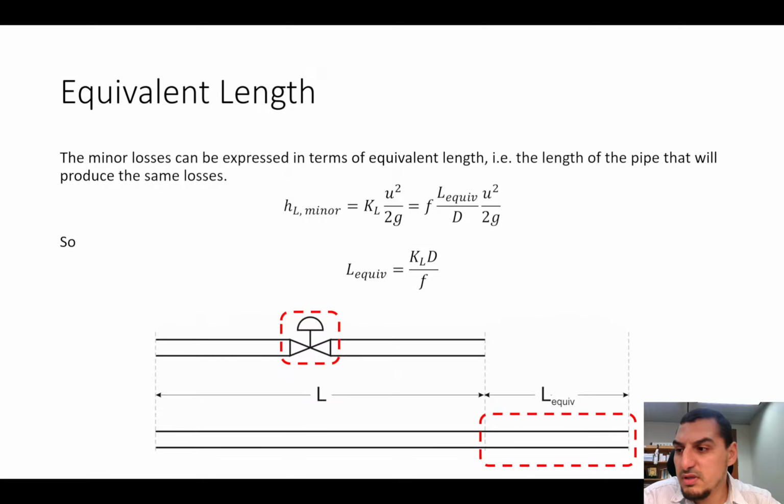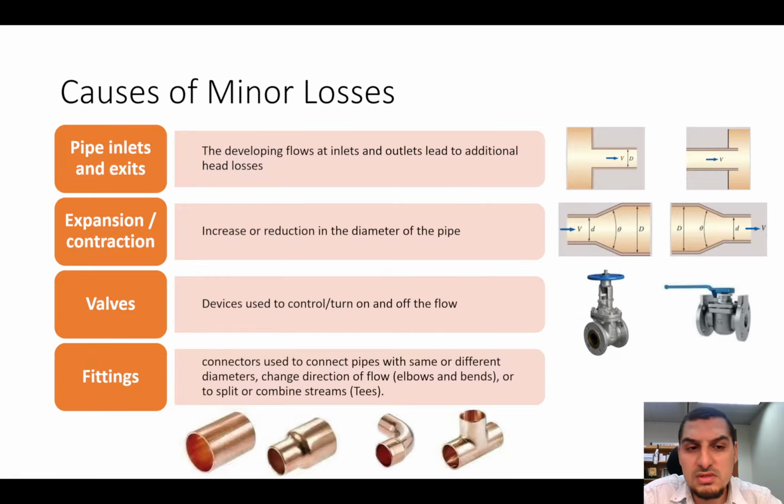So this is simply what we mean by minor losses, and these are the causes of minor losses in detail. We have 4 categories. We have the pipe inlets and exits. This is when flow is going into the pipe and coming out of the pipe, and we already discussed this in the beginning of this chapter when we were discussing the entrance effect and the entrance length. So for the fluid entering the pipe, there are more losses than usual, and similarly as it leaves the pipe.